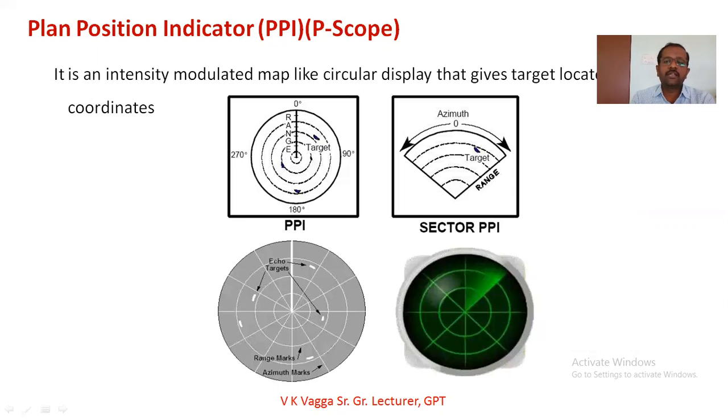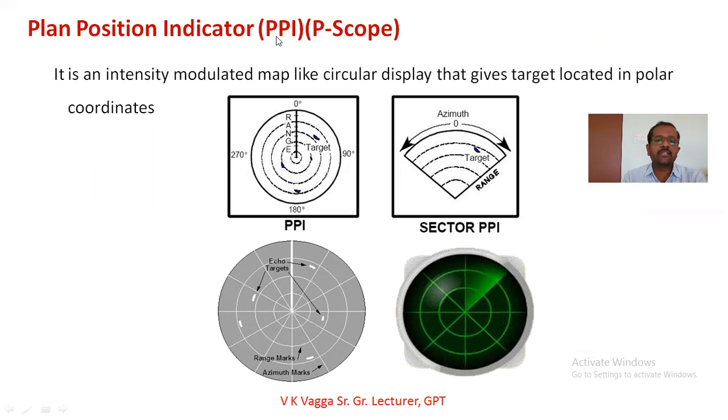And next, the plane position indicator. It is also called the PPI, or the P-scope, and it is an intensity modulation. It is mapped like a circular display that gives the target located in polar coordinates. The target is represented with points, here.